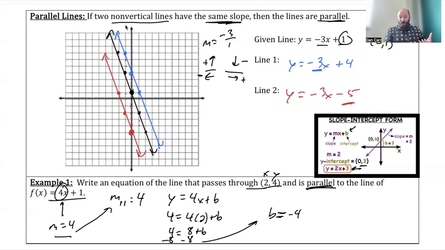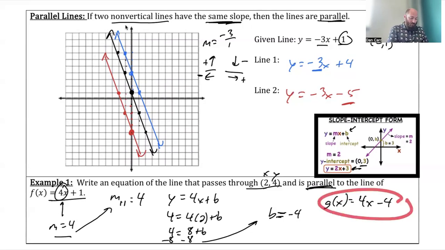Okay, now that I have all that, I'm just going to rewrite it back into function form. So f of x is equal to, well, technically I should use a different letter than f of x, so let's use g of x. Okay, g of x is equal to 4x minus 4. And again, this is parallel to the original one. So it's parallel and it just has a different spot that we're looking at.